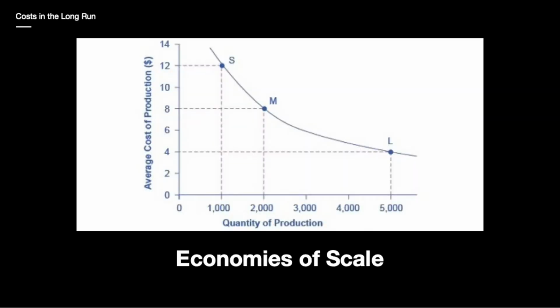Economies of scale. A small factory, such as S, produces 1,000 alarm clocks at an average cost of $12 per clock. A medium factory, like M, produces 2,000 alarm clocks at a cost of $8 per clock. A large factory, like L, produces 5,000 alarm clocks at a cost of $4 per clock. Economies of scale exist because the larger scale of production leads to lower average costs.